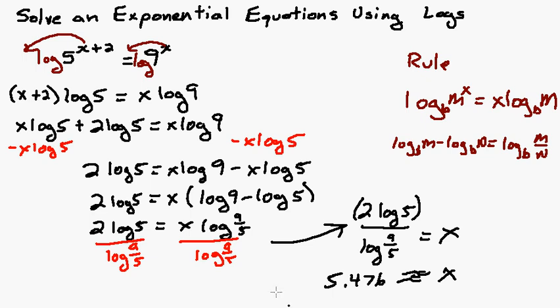Alright, hopefully that helps, and anytime you have an exponential equation where you can't get the bases the same, you're going to have to take the log of both sides to bring that exponent down and then solve for x.